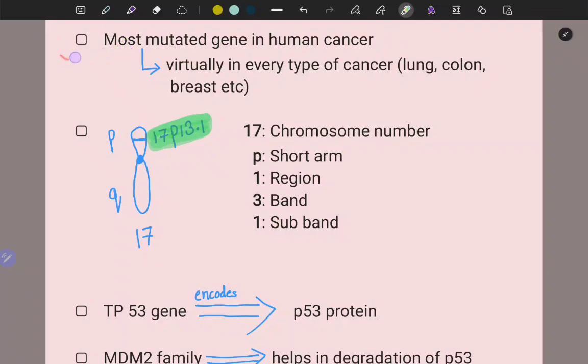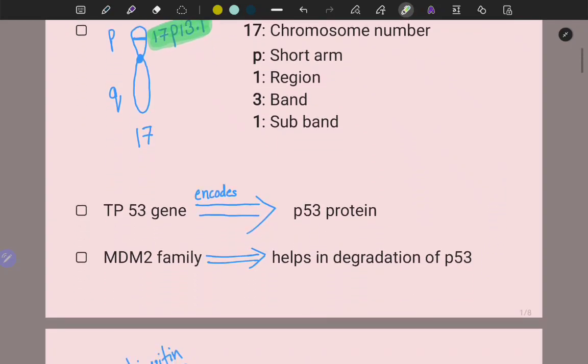TP53 is the most mutated gene in human cancer history. So virtually in every type of cancer, you can see TP53 mutations, such as lung cancer, colon cancer, breast cancer and others. The location of the TP53 gene is the short arm of chromosome number 17, region 1, band 3 and subband 1. The TP53 gene encodes a protein known as P53, and all the functions that we listed earlier are done by this protein.